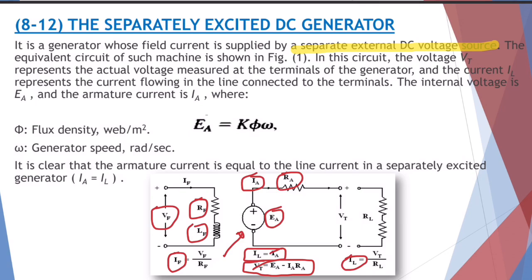In this circuit, the voltage VT represents the actual voltage measured at the terminals of the generator, and the current IL represents the current flowing in the line connected to the terminals. The internal voltage is EA, and the armature current is IA. We have also these equations. EA equals what? K flux omega, where flux is the flux density per meter square, and omega is the generator speed in rad per second. This is the unit for omega. It is clear that the armature current is equal to the line current in a separately excited generator.